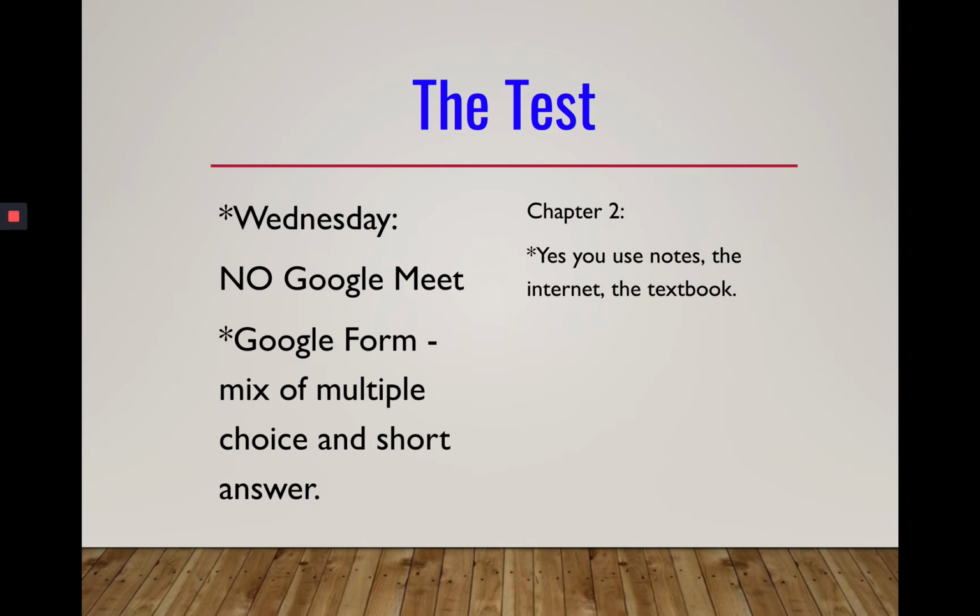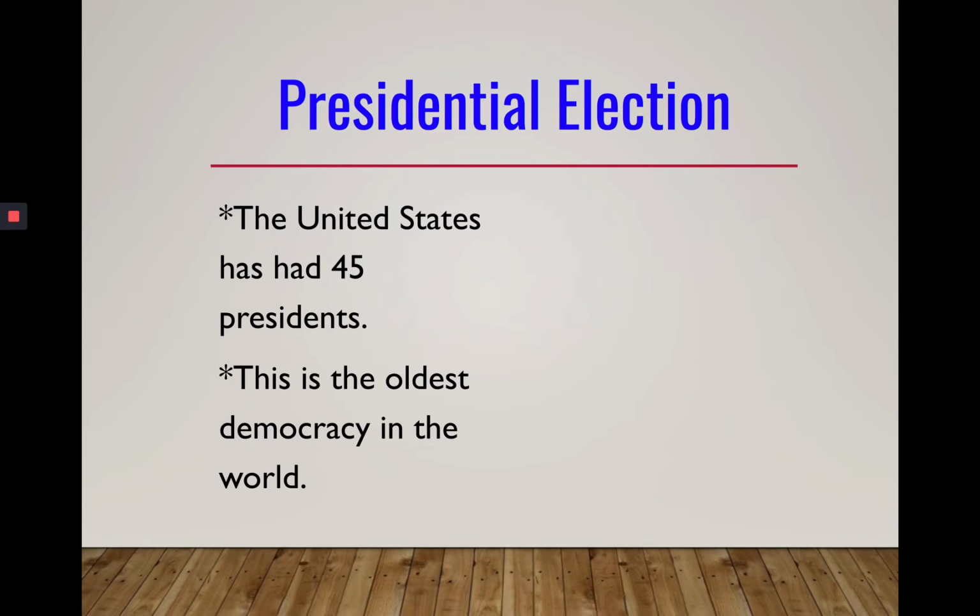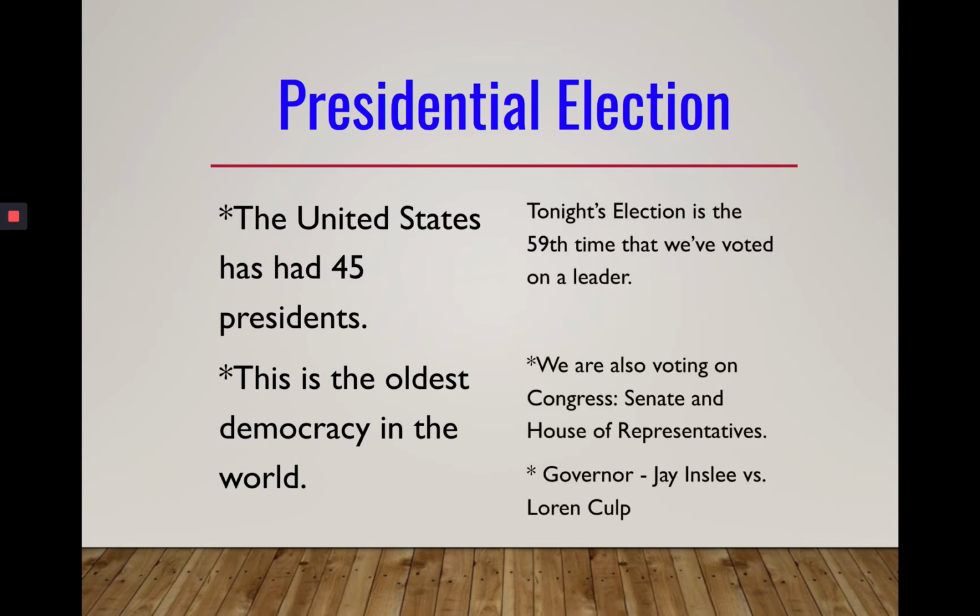All right, let's just jump into today's topic. There's a presidential election tonight. Currently, Donald Trump is the president. He is the 45th U.S. president. And we currently enjoy the oldest democracy in the world. So we have the longest standing history of the public voting in its leadership. This will be the 59th time that we've held an election. So we haven't had a ton of them.